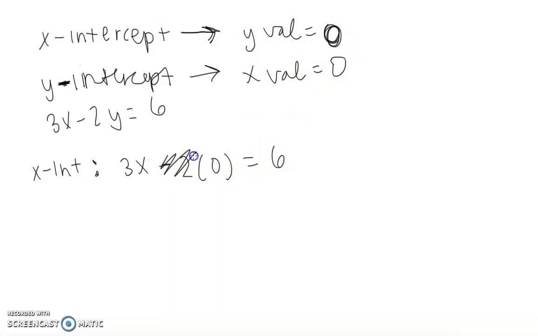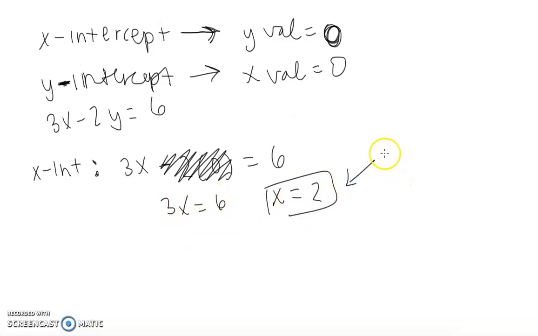So this gets canceled out because 2 times 0 is 0. So 3x is equal to 6. So that means x, you divide by 3 on both sides, x is equal to 2. So that is the x-intercept. When you graph it, it'll go like this. When y is 0, x will be 2 right here. It'll be graphed like that.